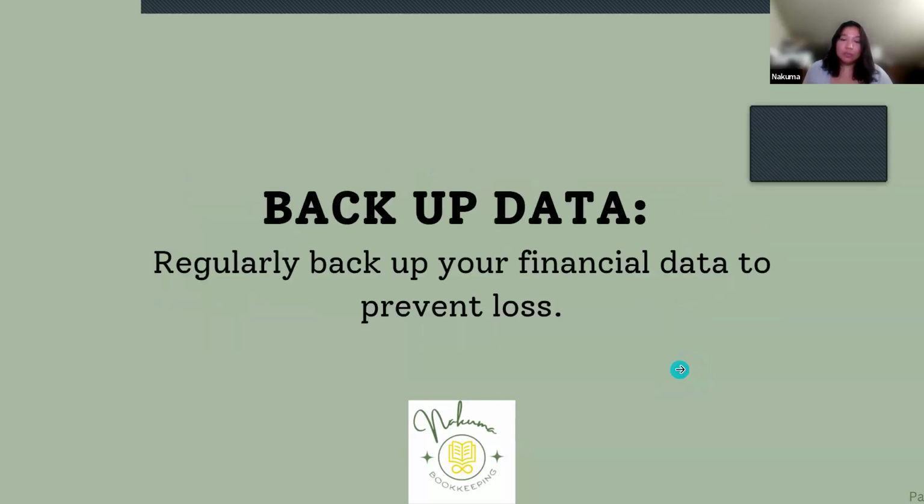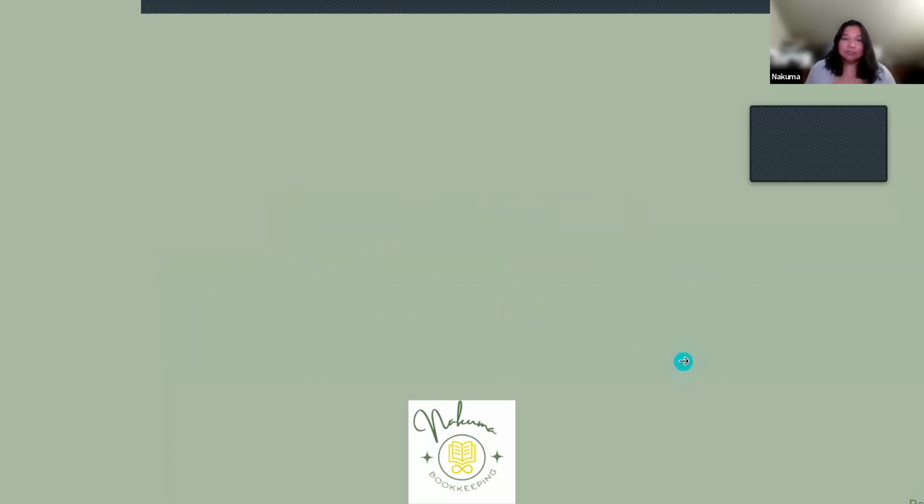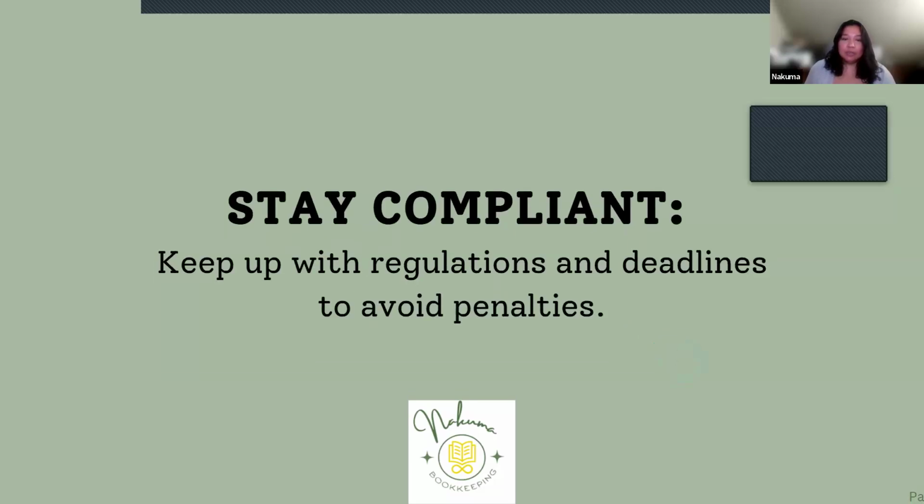It's also really important to back up your data, whether you're using a software such as QuickBooks, or if you're using Excel or whatnot, make sure you're backing up your data often because life does happen. And it's also really important to stay compliant with regulations to avoid penalties. And this also varies between whichever business you have.